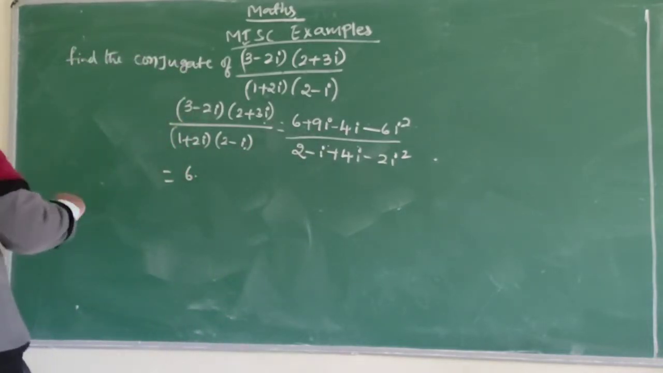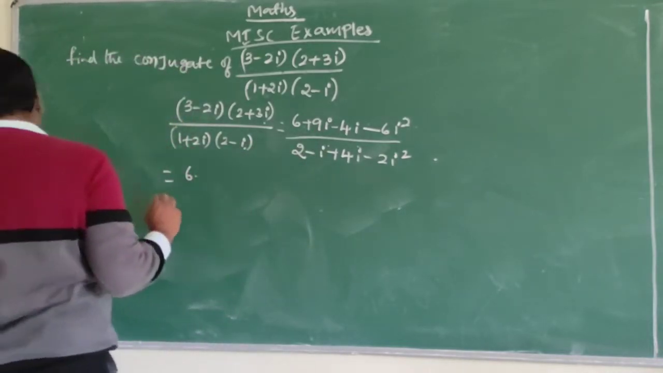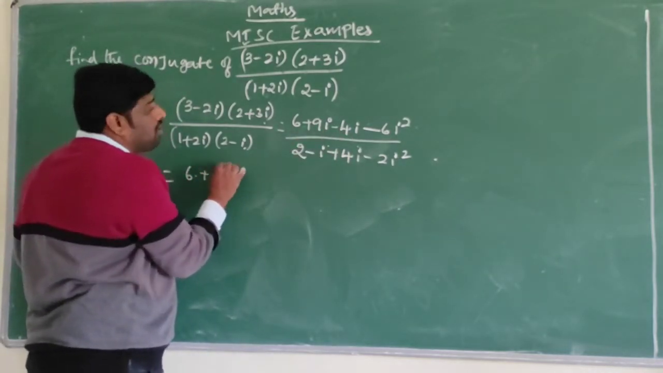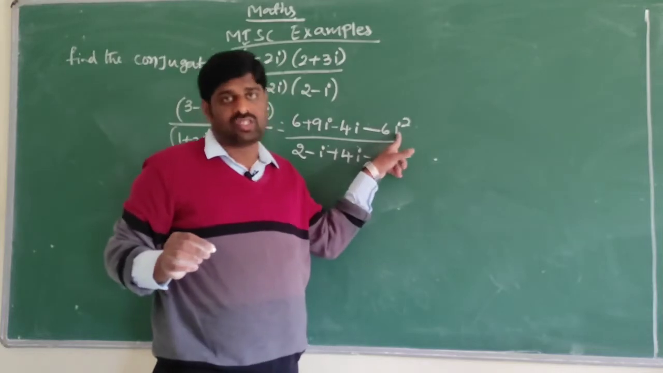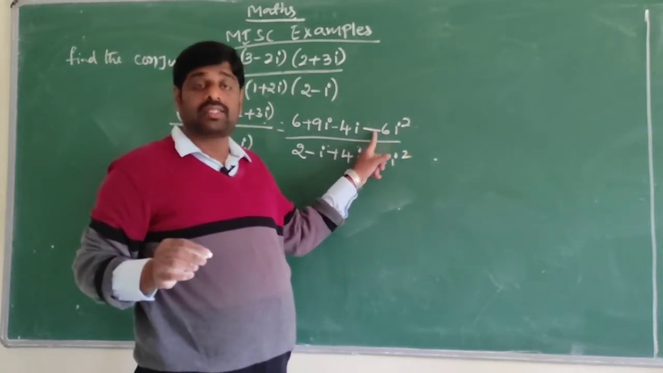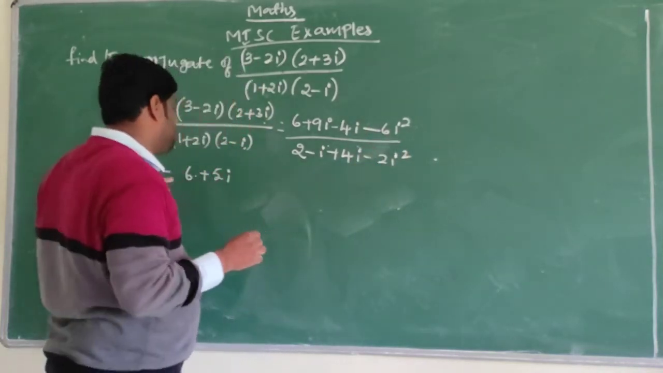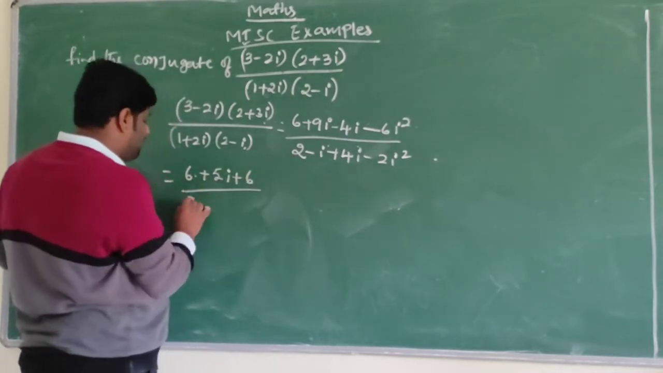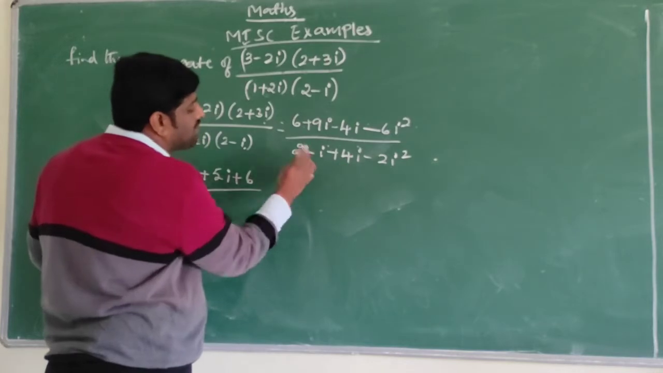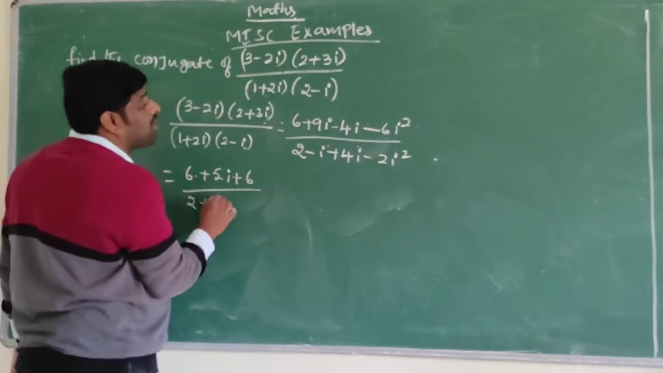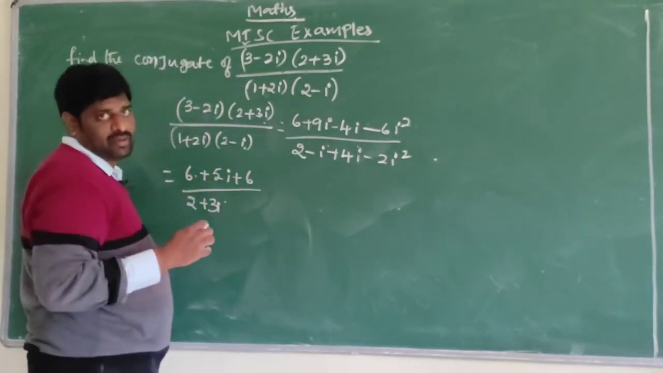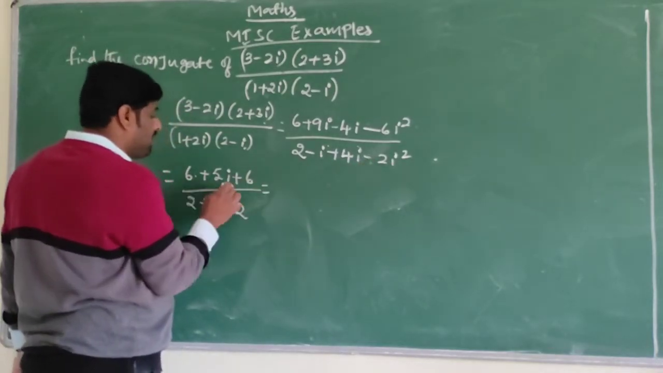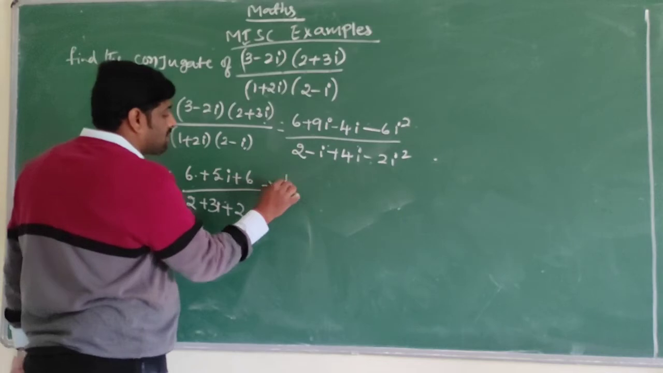So 9i minus 4i is plus 5i. Here i squared is minus 1, minus into minus is plus, that is plus 6, divided by 2 as it is, and again 4i minus i is plus 3i. So i squared is minus 1, minus into minus plus 2.